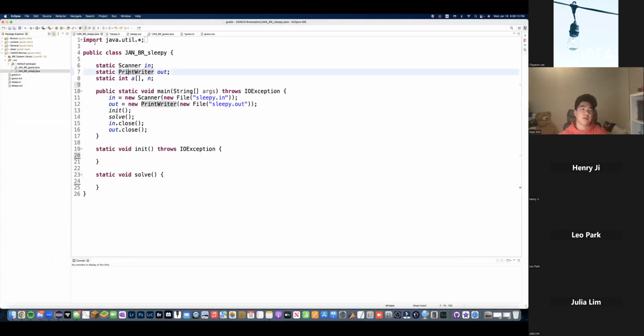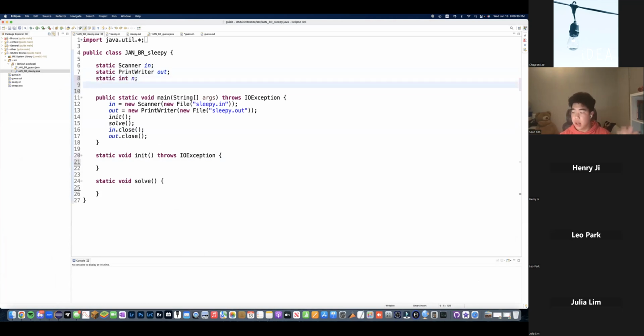So we see here, I made the basic format already. I hope you guys have that. Use scanner, and so on. So we're going to be given n and an array that has n integers. So static int n for n. And since we need an array to hold all the integers, static int a.